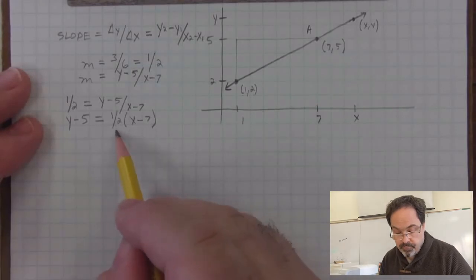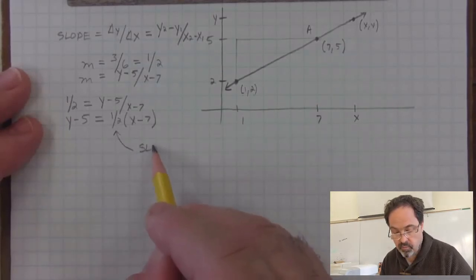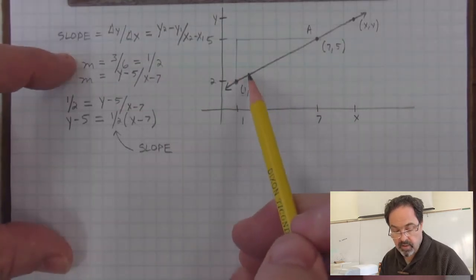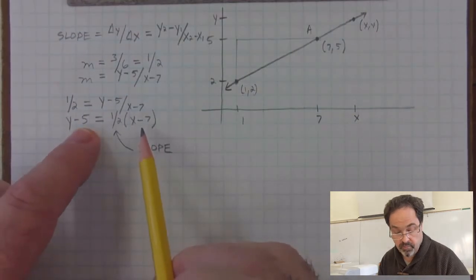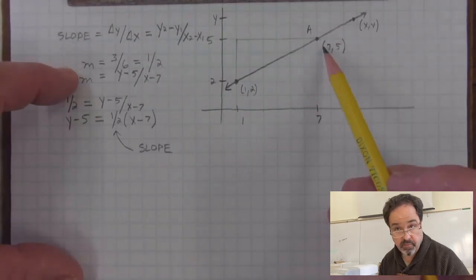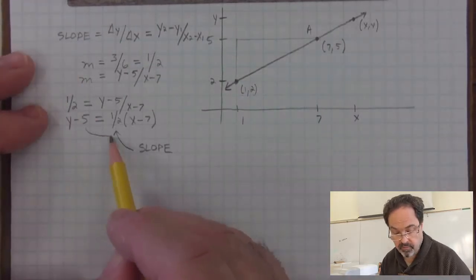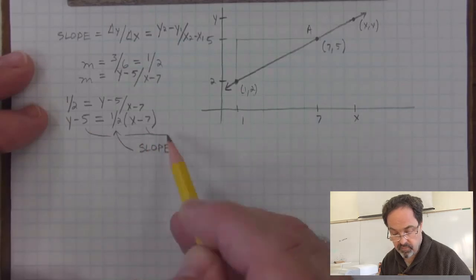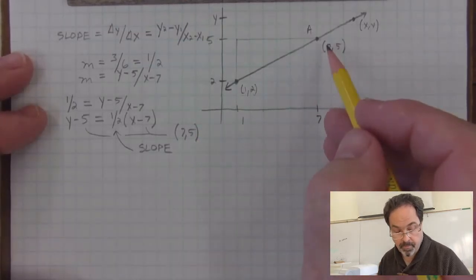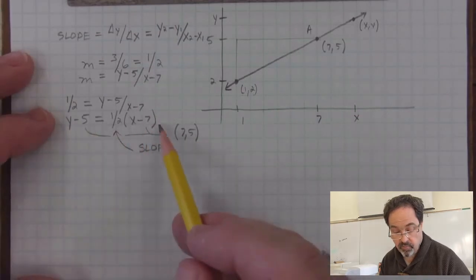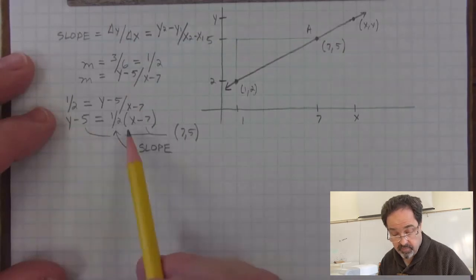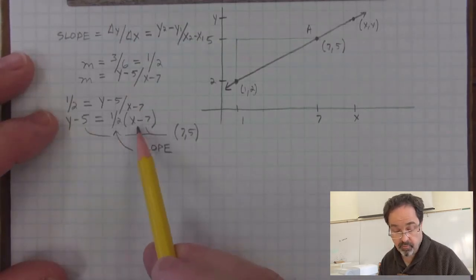We can make note that this 1/2 was the previous slope calculation of the line. And the other parts of this equation are the coordinates of the point that I used in the second slope calculation. This 5 and this 7 are quite literally a point on the line. This here serves as an equation for the entire line because it has the x and y variables in it for a linear function.